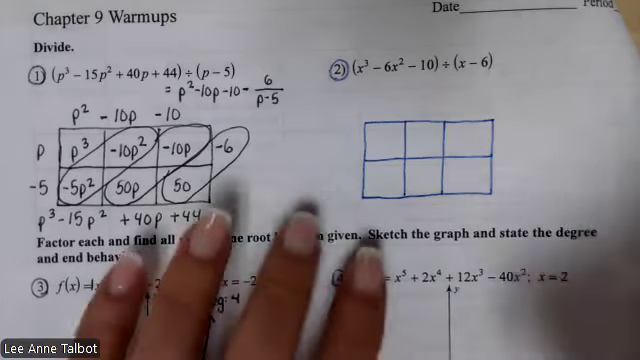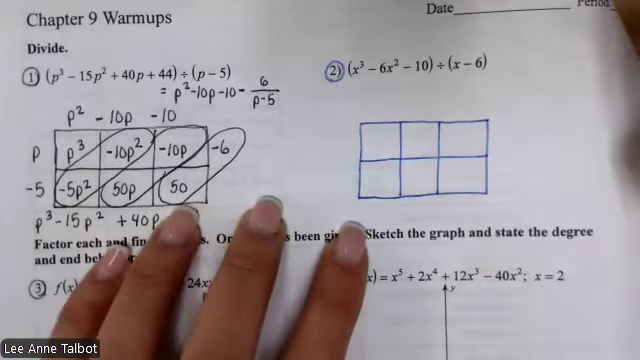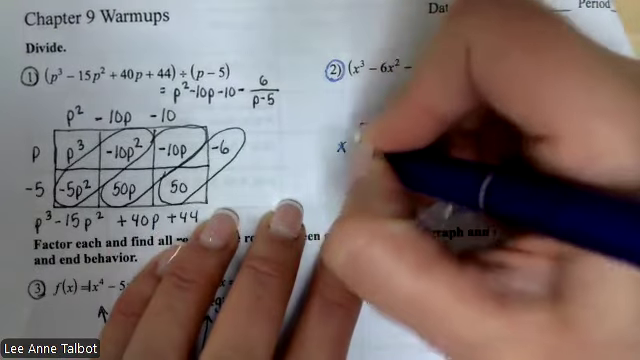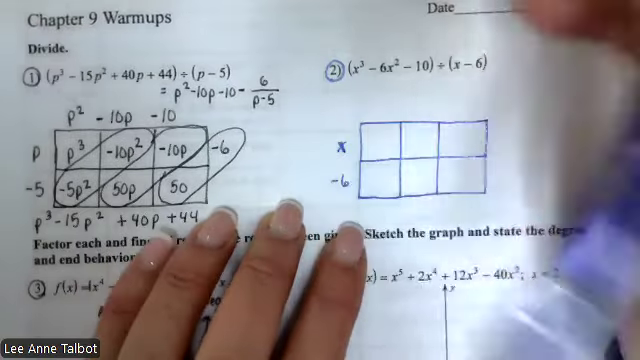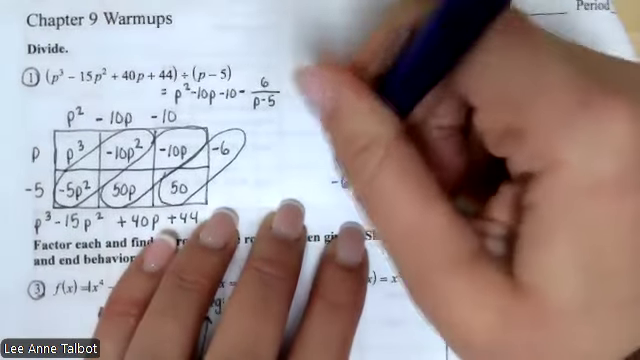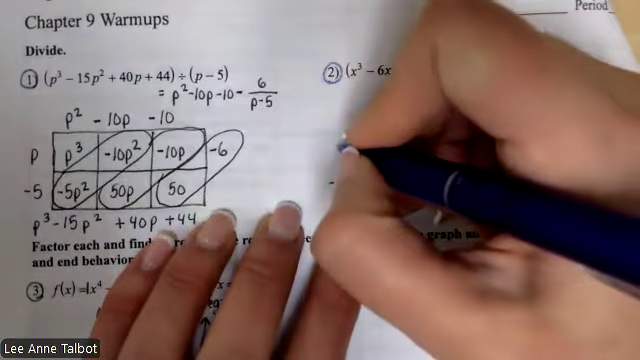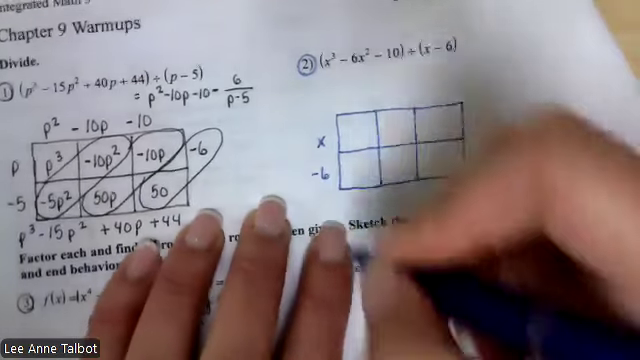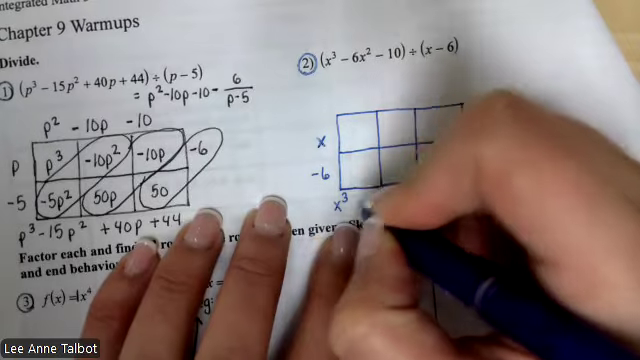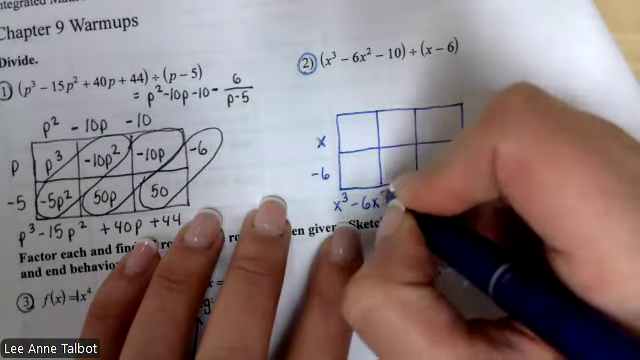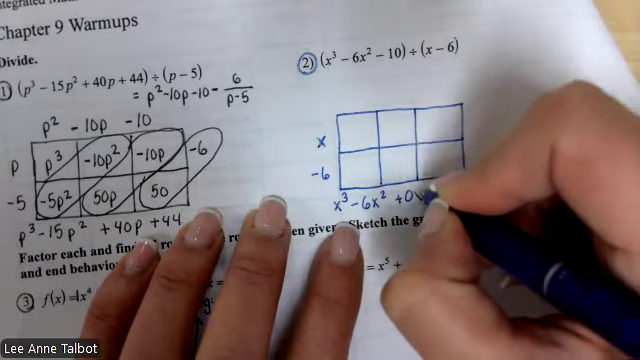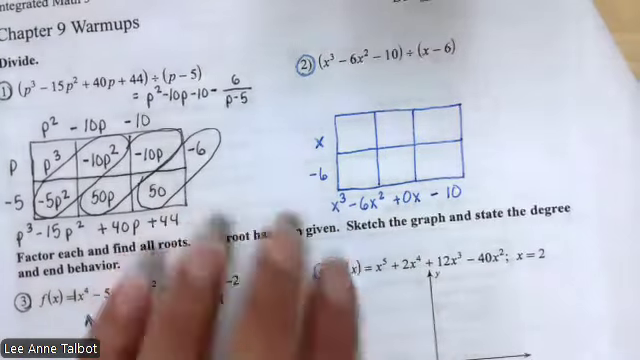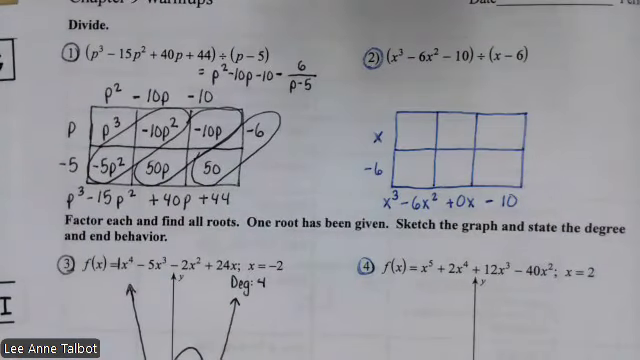All right, so 3 by 2 box, x minus 6 down the side, x cubed minus 6x squared plus 0x minus 10. So there's a missing term in this one, and I'm going to represent it with a placeholder of 0x.